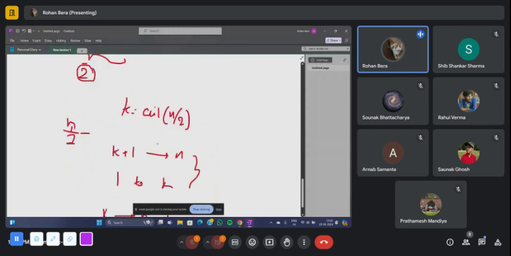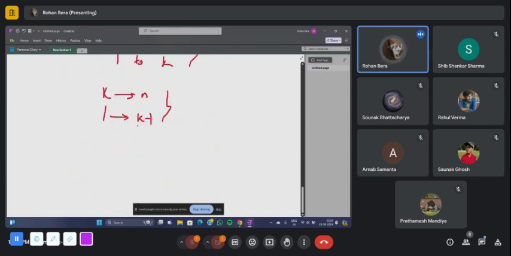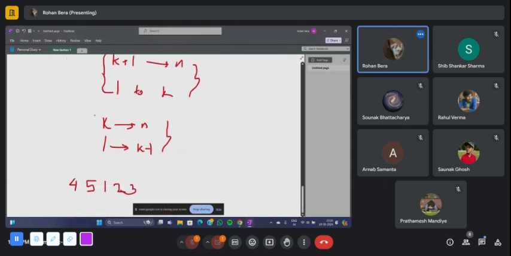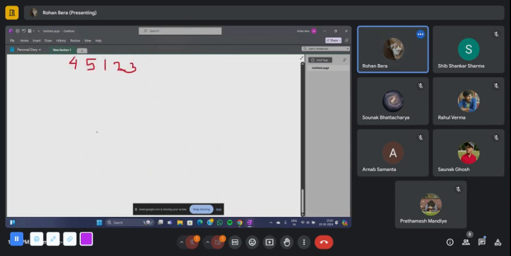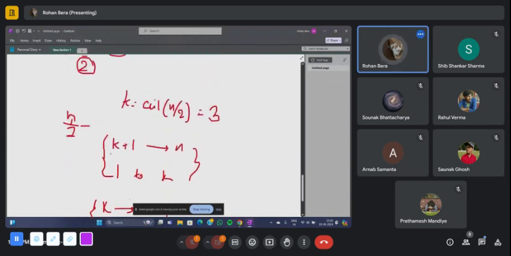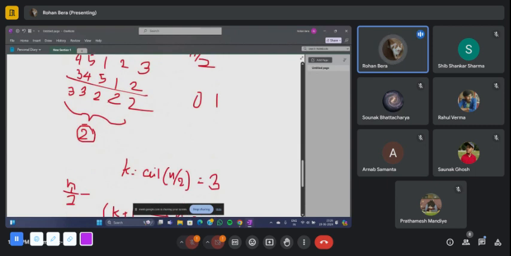Suppose n is 5. Then k would give me 3. So the first two numbers will be 4 and 5, and the other numbers will be 1, 2 and 3. If we try this combination, and also if I write 3, 4 and 5 and the rest of the elements as 1 and 2, in both cases I'll get the minimum value. The distance will be 2.